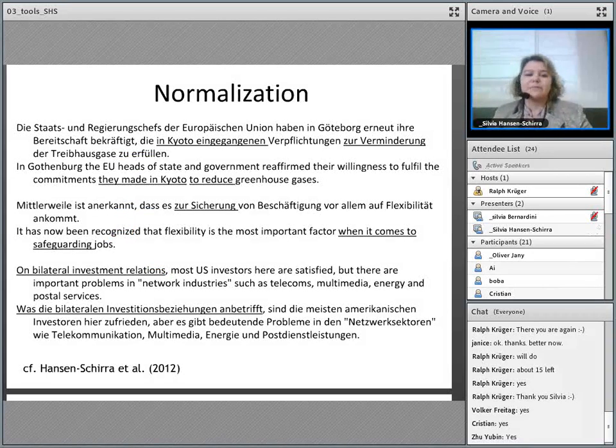For example, the first sentence, die in Kyoto eingegangenen Verpflichtungen zur Verminderung der Treibhausgase. This is a very clumsy nominal phrase, which is typical of the German language, with pre-modification and post-modification. And the English translation is realized very verbally: the commitments they made in Kyoto to reduce greenhouse gases. So it's more verbal and easier to process, which is more typical of English. So we have normalization as well.